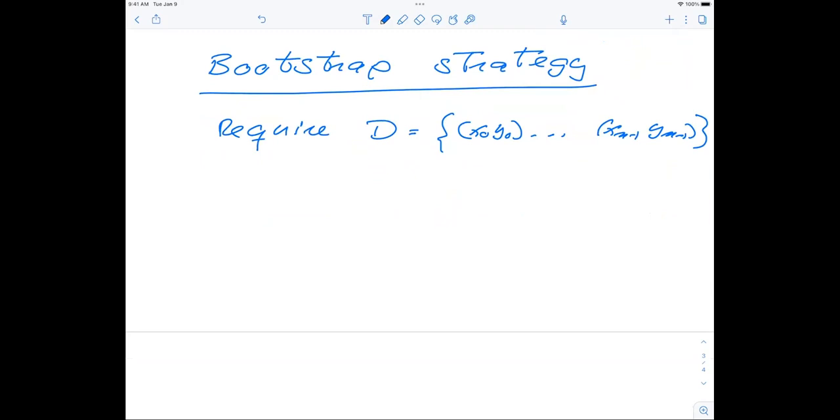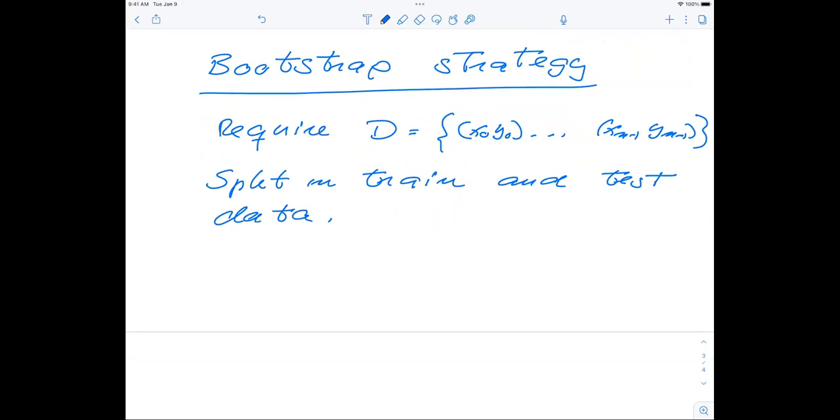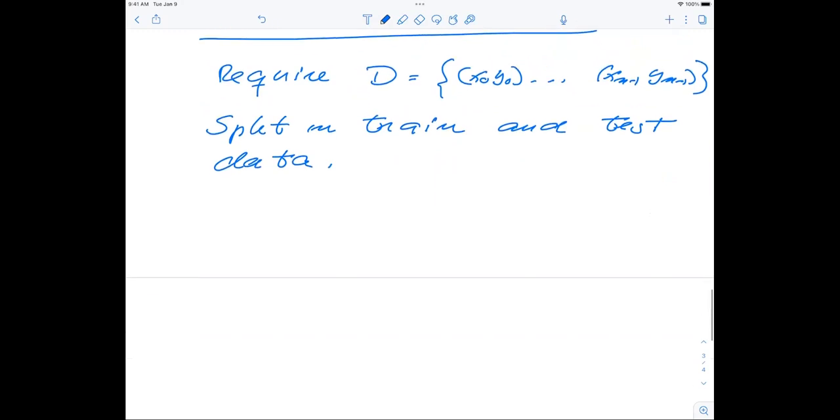Then what we do then is to split in train and test data. So we do that before we start doing any resampling. Then what we do next is that we define or we require a variable m, which is the number of resamplings or bootstraps, in this case, number of bootstrap samples.